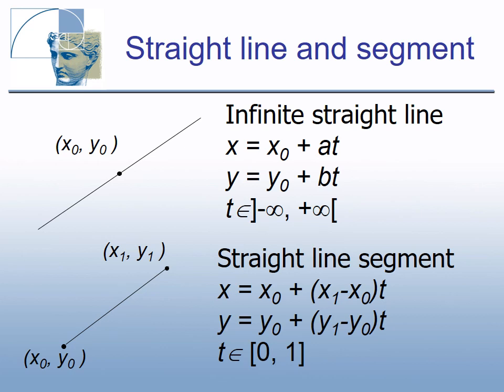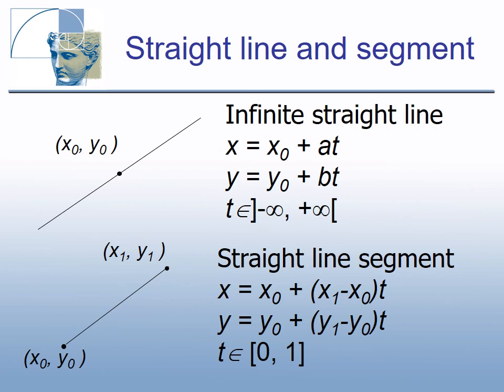The simplest object to represent in the parametric form is a straight line and its segment. Let's start from the parametric equations of the straight line going through one given point, x sub 0, y sub 0. They are x equals x sub 0 plus a times t, y equals y sub 0 plus b times t. Note that parameter t is changing here from minus infinity to plus infinity.